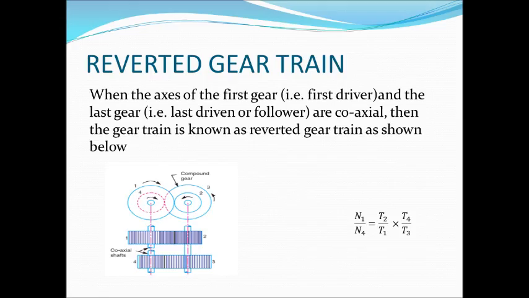Now we have the reverted gear train. When the axis of the first gear, the first driver, and the last gear, the last driven or follower, are coaxial, then the gear train is known as a reverted gear train as shown below. As you can see, 1 and 4, 1 is the driver while 4 is the follower. They are coaxial, and the speed ratio is N1 over N4 is equal to T2 over T1 times T4 over T3.